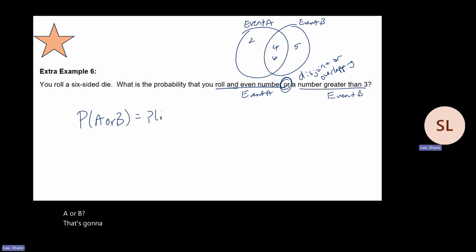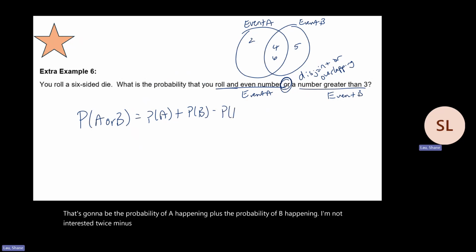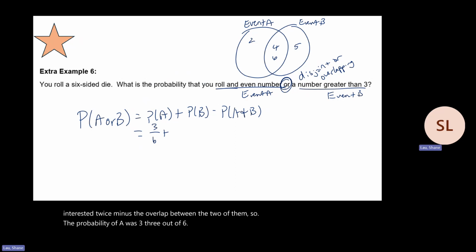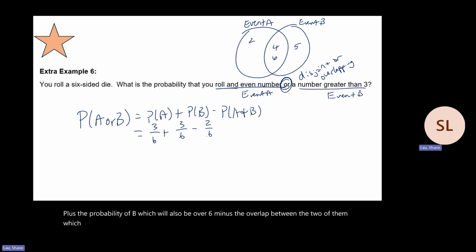That's going to be the probability of A happening plus the probability of B happening, just twice, minus the overlap between the two of them. So the probability of A was 3 out of 6, plus the probability of B, which was also 3 over 6, minus the overlap between the two of them, which is 2 out of 6, like so. And so we are going to get 4 over 6, which is equal to 67%.